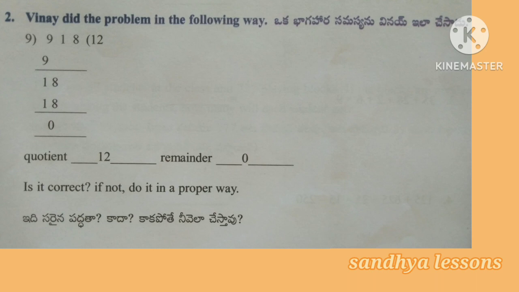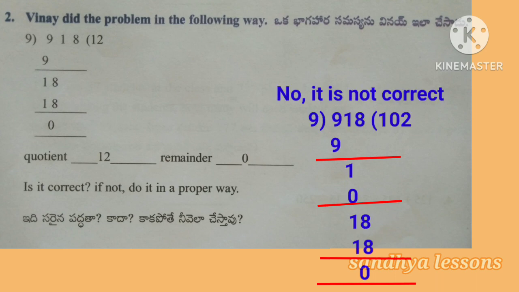Second problem. When I did the problem in the following way, by dividing 918 with 9, I got quotient 12 and remainder 0. Is it correct? If not, do it in a proper way. No, it is not correct. When we divide 918 with 9, we get quotient as 102 and remainder 0.